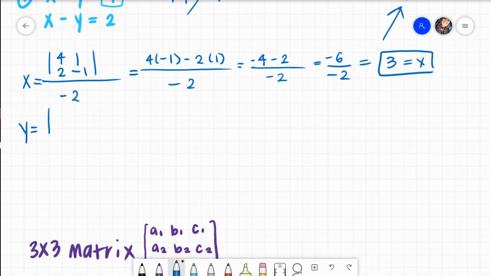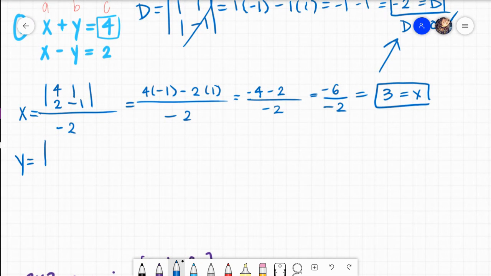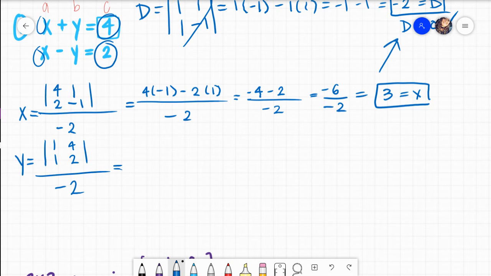My y tells me that the values that I'm pulling are my a's and my c's. So that would be my a's, 1 and 1, right? And then my c's are right here. That's 4 and 2. Divided by the determinant, which was negative 2. Find the determinant of our numerator. We have 1 times 2. Subtract away from that 1 times 4. Divide that by negative 2. 1 times 2 is 2. Signs are the same, so it's positive. 1 times 4 is 4. Signs are different, so it's negative.